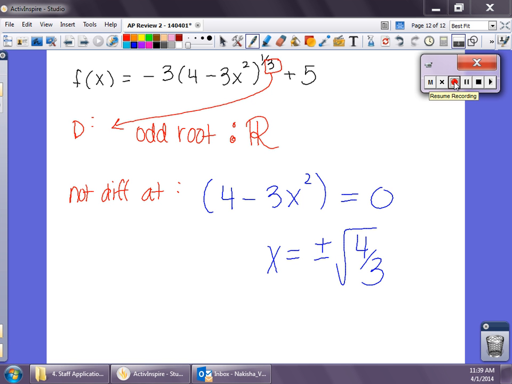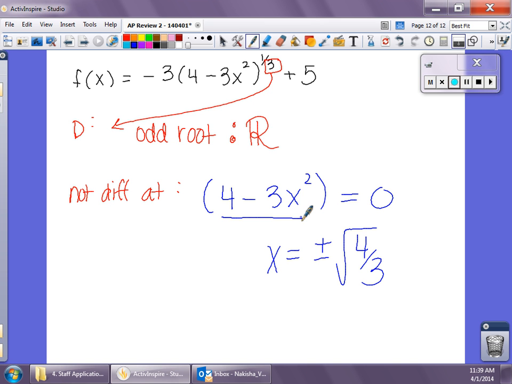All right. So I'll just say it. This was the odd root. So odd roots have a domain of all real numbers, and then not differentiable. We only care about the transformations on x, and that's this piece right here. So we set it equal to 0, and those will be your non-differentiable points. So this is a continuous function, but not differentiable function.